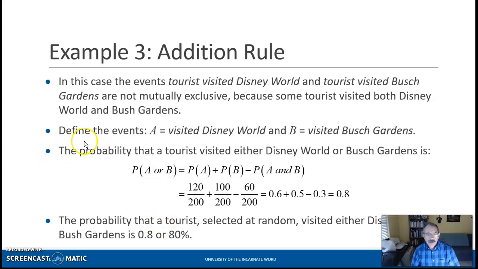All right, so now we've seen three examples of the addition rule, which is another very useful rule when calculating probabilities. At this point I will stop here, and in the next section we'll talk about the last topic, which is the counting rules.